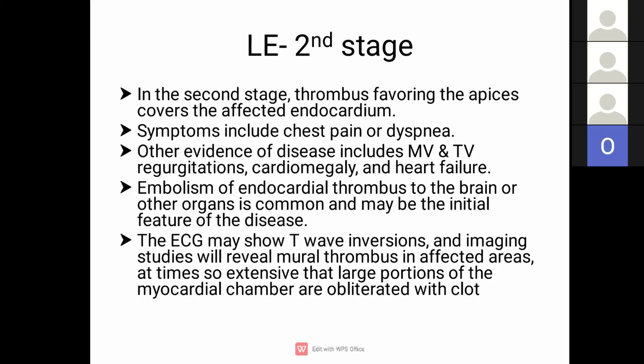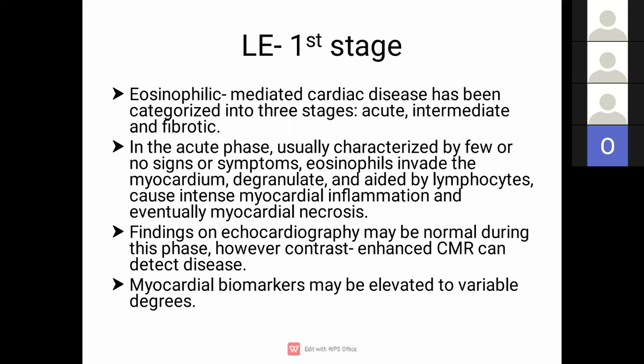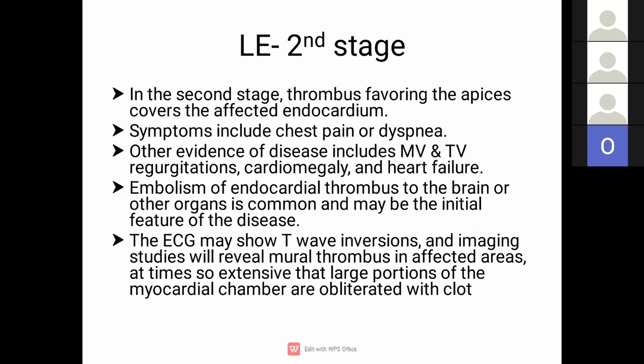I talked about three stages. You could have the acute, intermediate, and the fibrotic stage. The intermediate stage, which is the second stage, is where they have thrombus, which is seen in the apices of both ventricles. I think because of the embolism associated with this, I wouldn't wait to have a CHA2DS2-VASc, so I will anticoagulate them to prevent embolism to the brain and other organs, which could be the first presentation in patients with Loeffler's endocarditis. Okay.